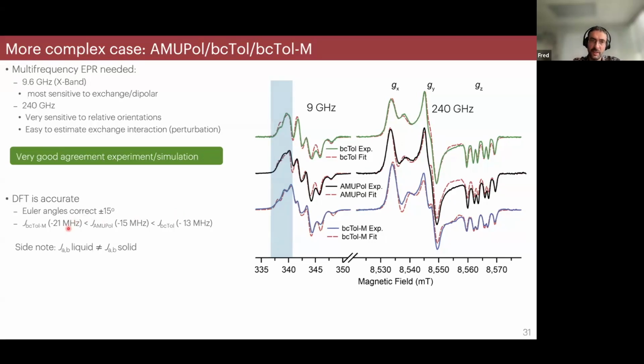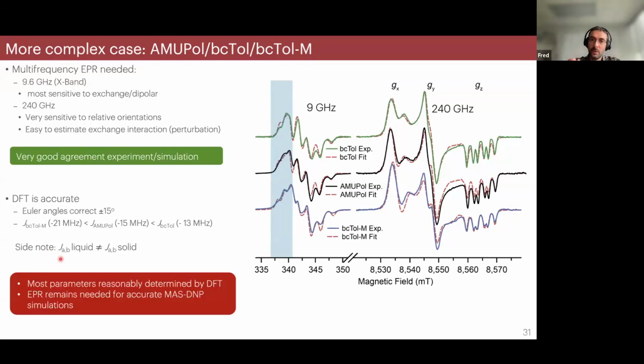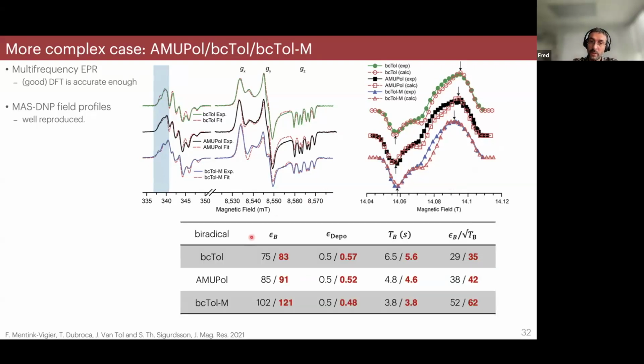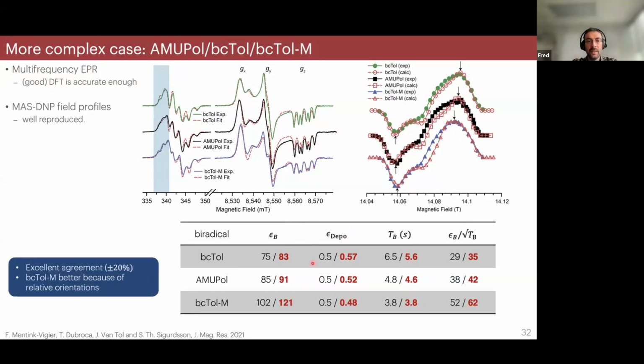Also note that the exchange interaction I mentioned cannot be extracted here from the liquid state. You really need to do the simulations in the solid state. Once you have those fits, you have all the parameters I mentioned for the DNP simulations, and you can now compare the DNP field profile to the simulations. So again, bCtol, AMUPol, bCtol-M, and the agreement is in general good to very good between the experiments and the simulations. You can also look at the prediction for enhancement and build-up times, and they are in quite good agreement with the experiment.